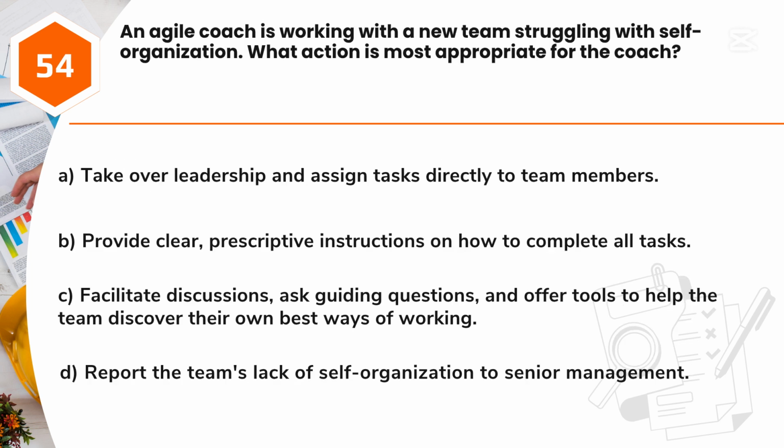Question 54. An Agile coach is working with a new team struggling with self-organization. What action is most appropriate for the coach? A. Take over leadership and assign tasks directly to team members. B. Provide clear, prescriptive instructions on how to complete all tasks. C. Facilitate discussions, ask guiding questions, and offer tools to help the team discover their own best ways of working. D. Report the team's lack of self-organization to senior management.